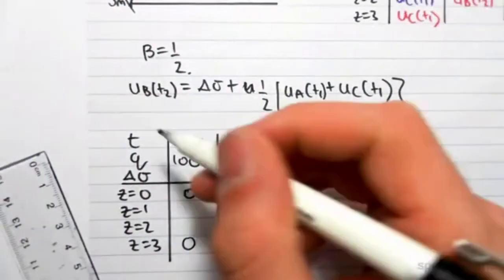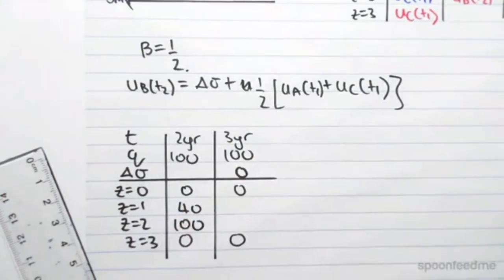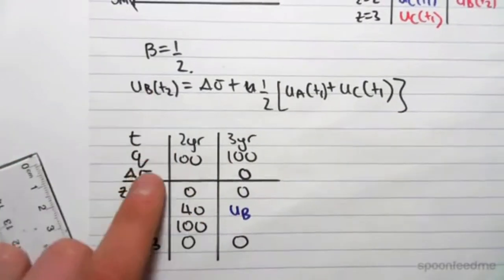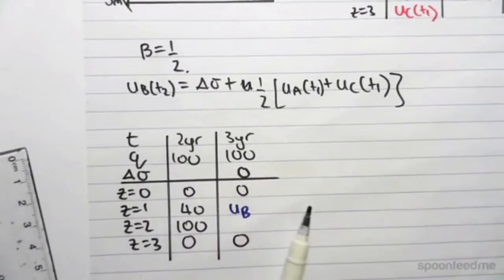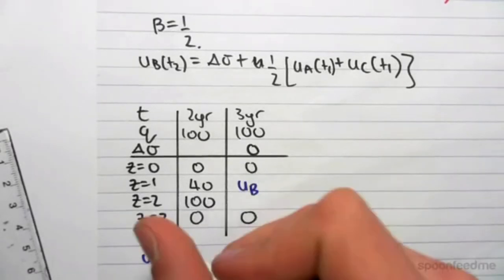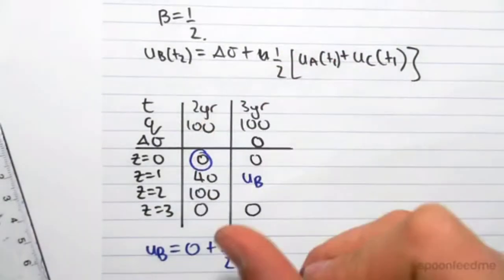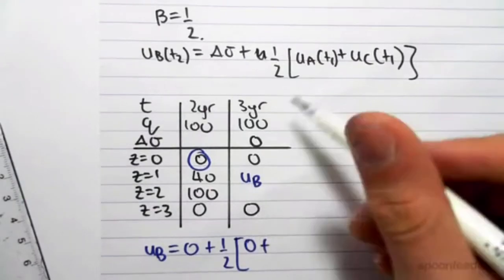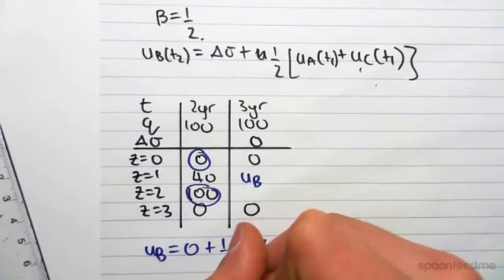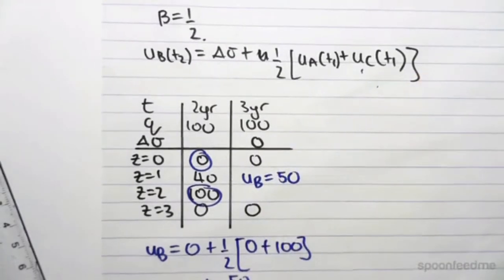Okay, and I'm just going to make up some values now. So say this was 40 and this was 100. So if we wanted to find UB for beta equals a half, we're going to use this formula. So the blue UB would equal the change in stress, which is 0, plus 1/2 of UA in time 1, so that would be that value. So 0 plus UC of time 1, so the previous time, which would be 100. Okay, and we will work this out. So 0 plus 100 is 100, divided by 2 is 50. So this value would be 50 kPa.